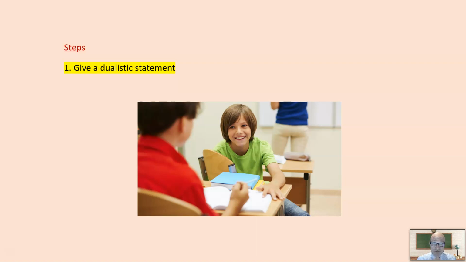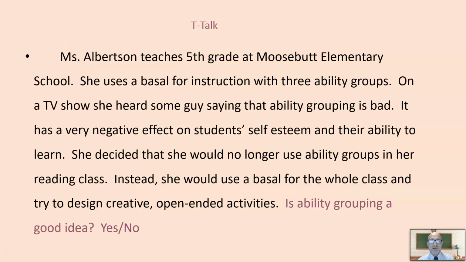And the key is to find a statement related to students' lives or what they're interested in or something they're reading. For example, in my teacher education class, this is one I use. Ms. Alberson teaches 5th grade. She uses a basal for instruction with 3 ability groups. She heard some guy saying that ability grouping is bad, negative affects self-esteem. She decided she'd no longer use ability groups. She'd use a basal for whole class instruction, okay?